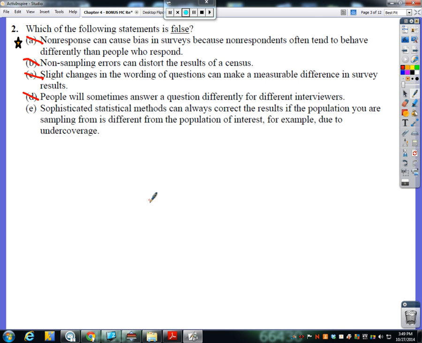Sophisticated statistical methods can always correct the results if the population you were sampling from is different from the population of interest, for example, due to undercoverage. That would definitely be a false statement. No matter what type of methods you use, you can't overcorrect for having the wrong population of interest. That'd be like saying, well, I only asked freshmen and I really wanted the seniors' opinions. No matter what I do to my numbers, I can't overcome that difference between getting answers from freshmen and trying to apply them to seniors. So that absolutely must be the false statement there. No, you can't do anything mathematically to account for that.